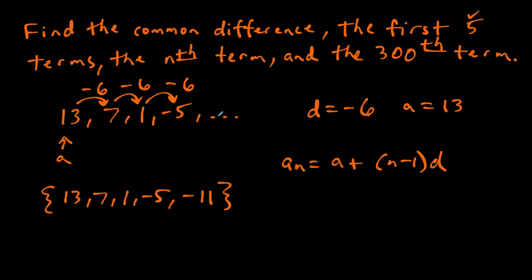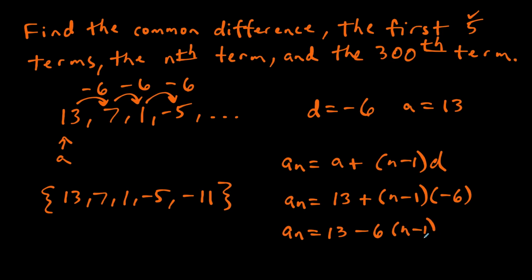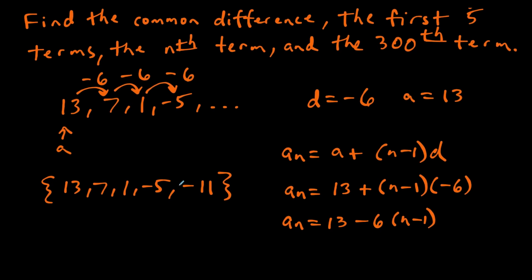Now to find the nth term, what I want to do is I'm going to just plug into this formula. a is equal to 13 plus we have n minus 1 times d, which is negative 6. So I could leave it like this, or I could say the nth term is 13 minus 6 times parentheses n minus 1. So then from here, the last thing I want to do is find the 300th term.